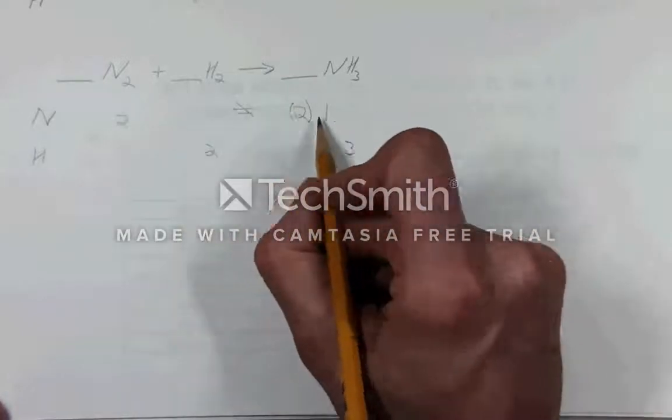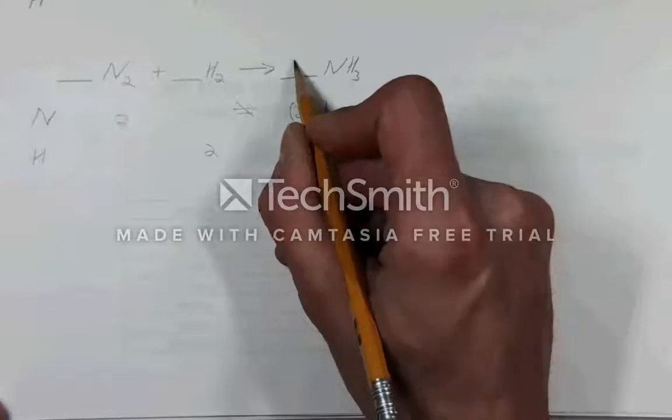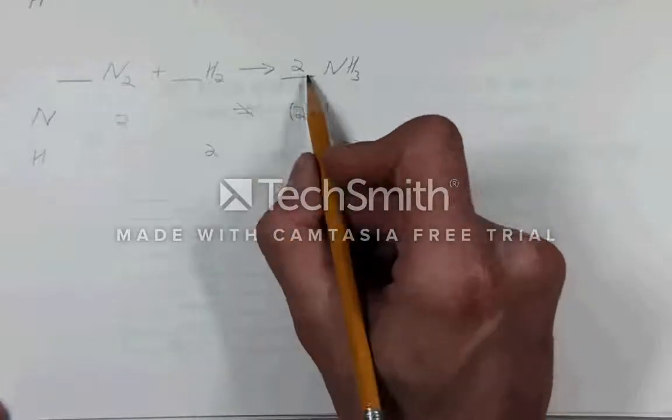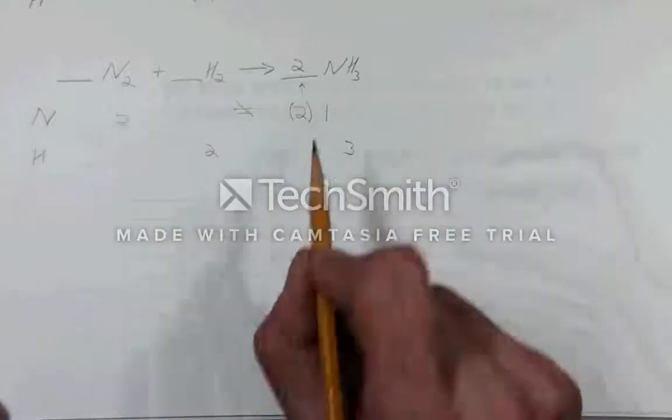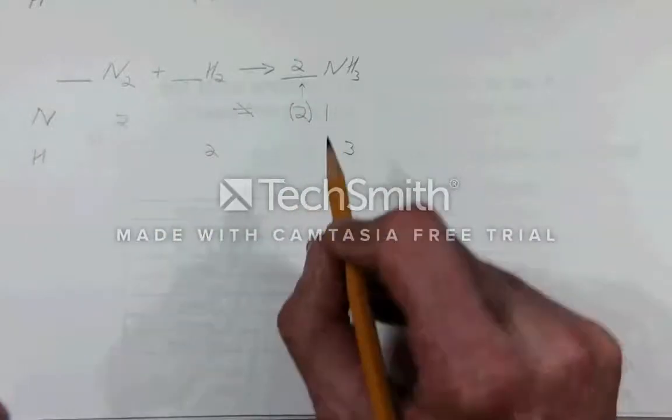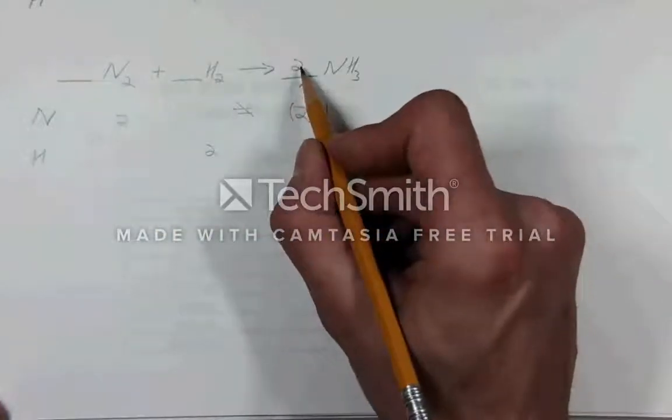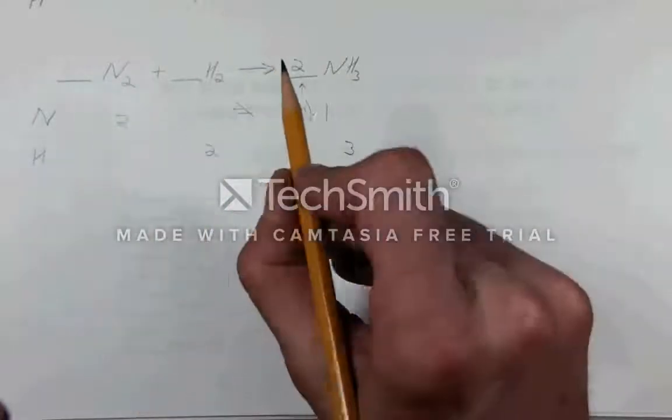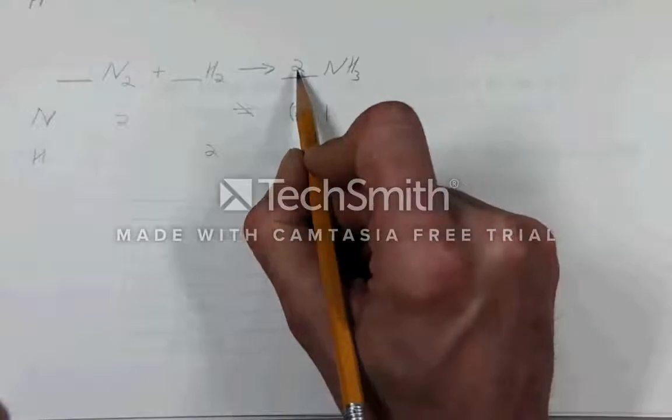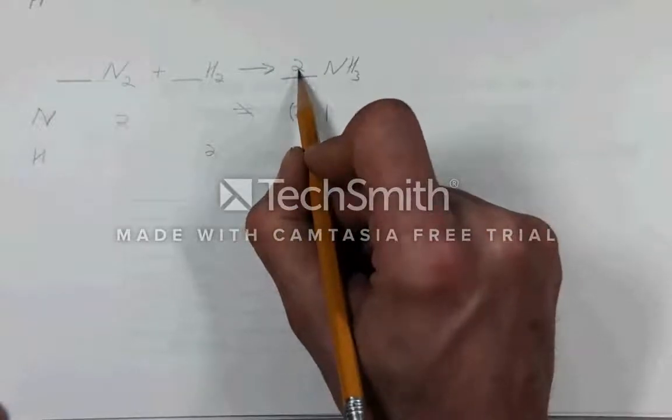So 2 equals 2 times 1. That 2 is going to go up here on this line. Remember, we only apply coefficients. That's why I put these lines here. We never mess with the subscripts when we're balancing a chemical reaction. So put the 2 here, so 2 equals 2 times 1. The nitrogens are balanced.